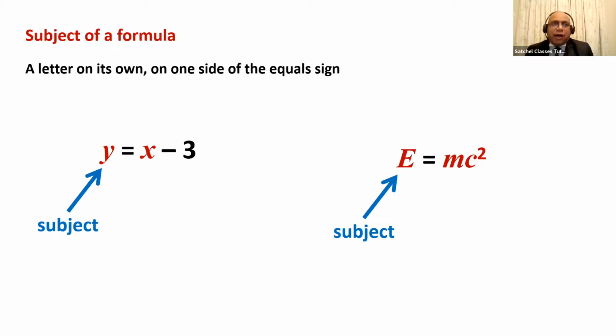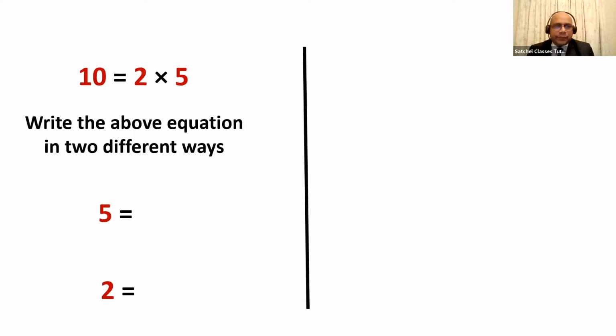Now, to understand how to rearrange and change the subject of the formula, let's take these simple examples. We all know that 10 equals 2 times 5. Is it possible for you to write the above equation in two different ways? One in terms of 5 and the other in terms of 2. Think about it. Well, it's quite clear that if 10 equals 2 times 5, then without changing the meaning of the relationship between 10, 2 and 5, we can always write 5 as 10 divided by 2 and 2 as 10 divided by 5, right?